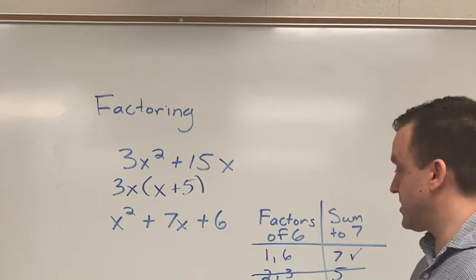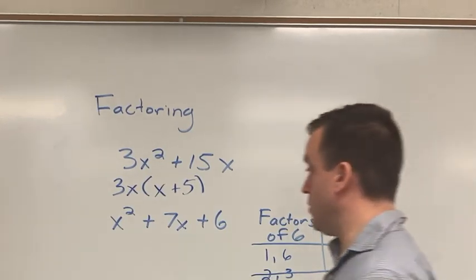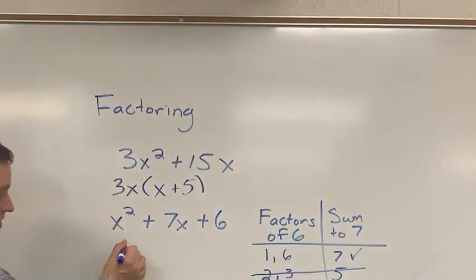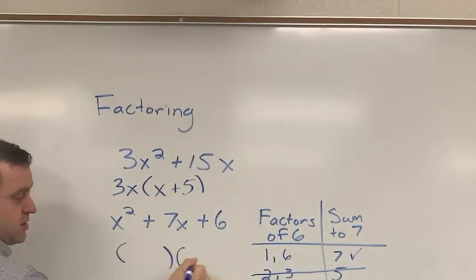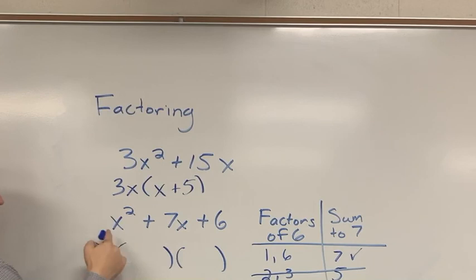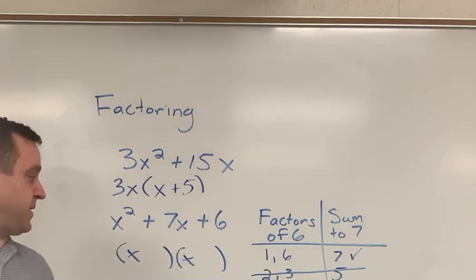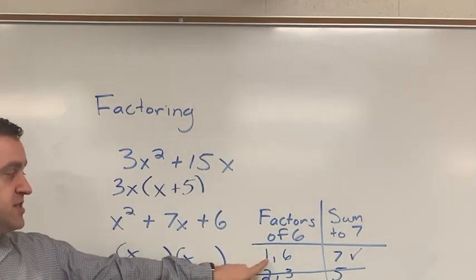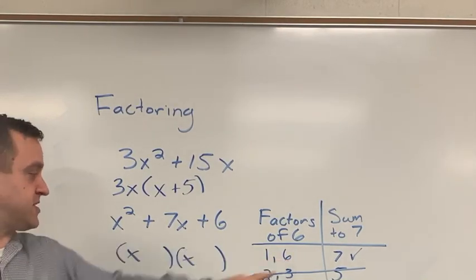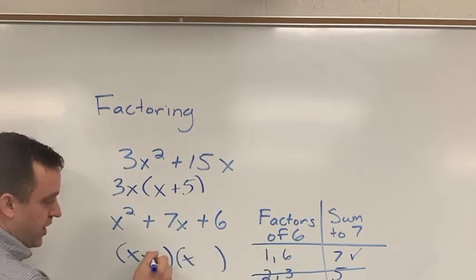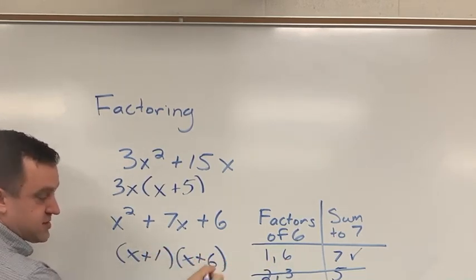and this pair would not. So what we do in factoring this into 2 binomials, the first term is going to be x, because x times x makes x squared. And then these 2 numbers are going to be the second terms. So since this is positive 1 and this is positive 6, I would write plus 1 and plus 6.